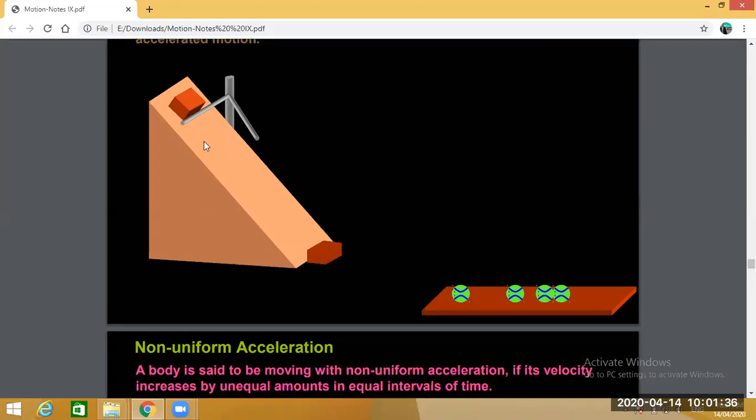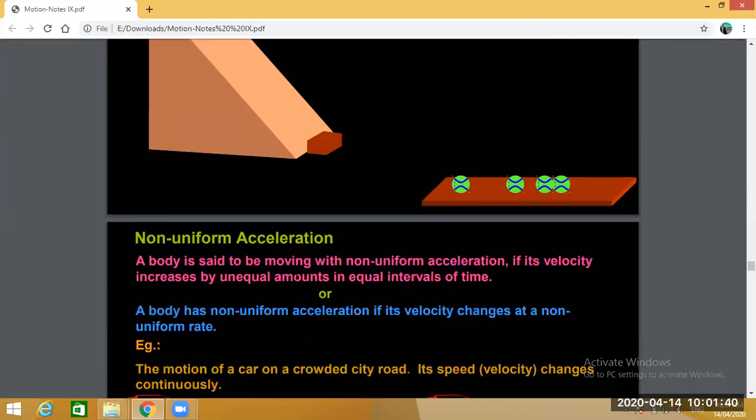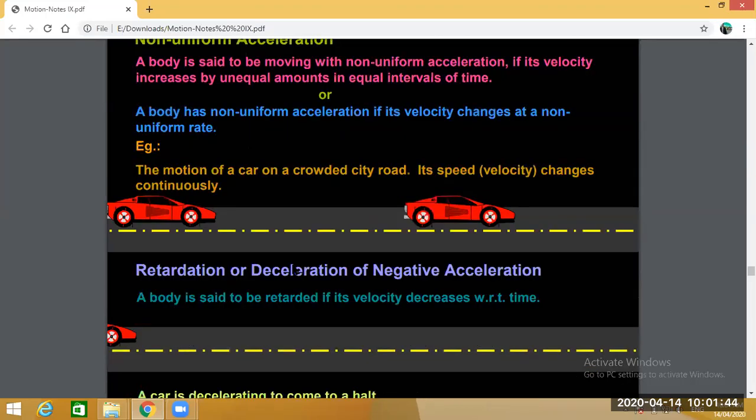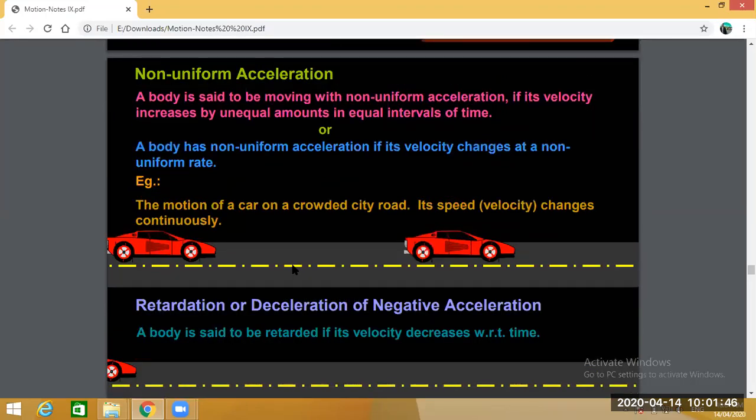So this is also an example of accelerating motion. Now we have to take another case of non-uniform acceleration, just to have a definition for that. A non-uniform acceleration is when a body is moving with various rates of change of velocity. That means its velocity changes continuously, but not with constant rate.